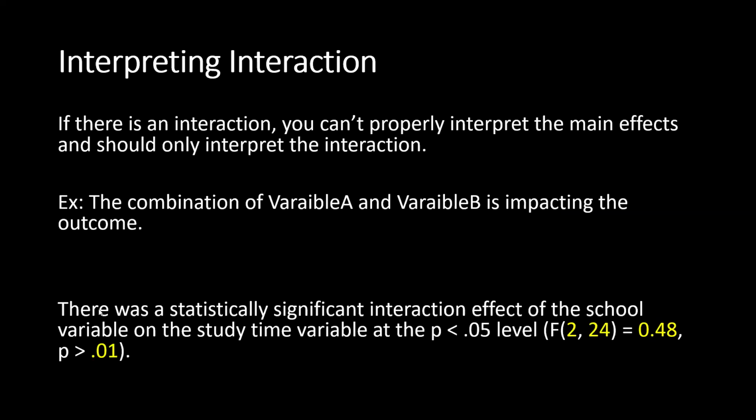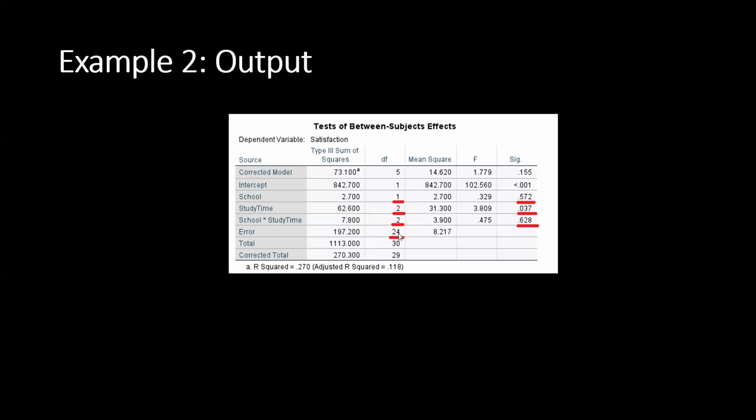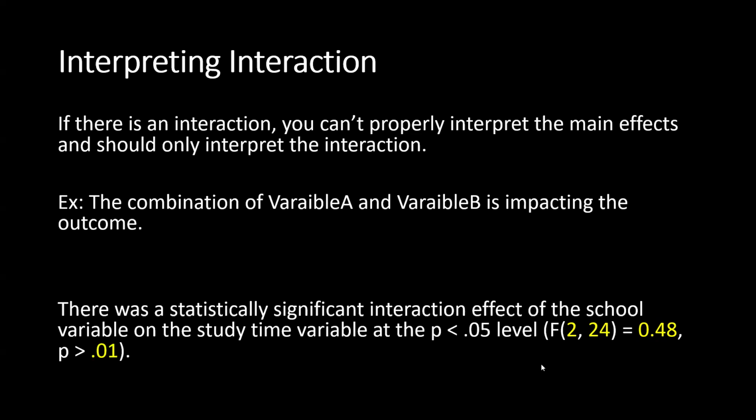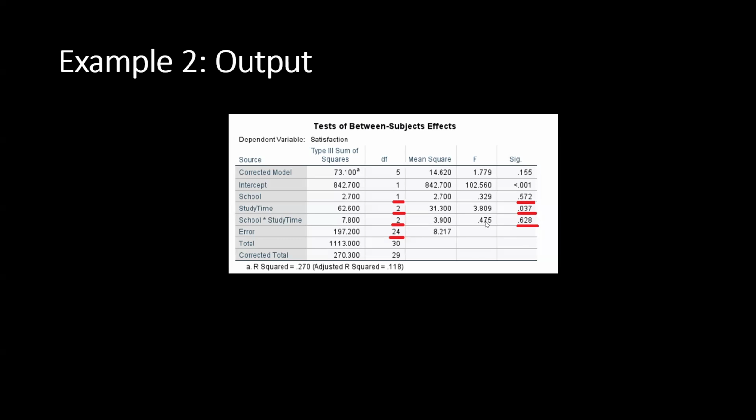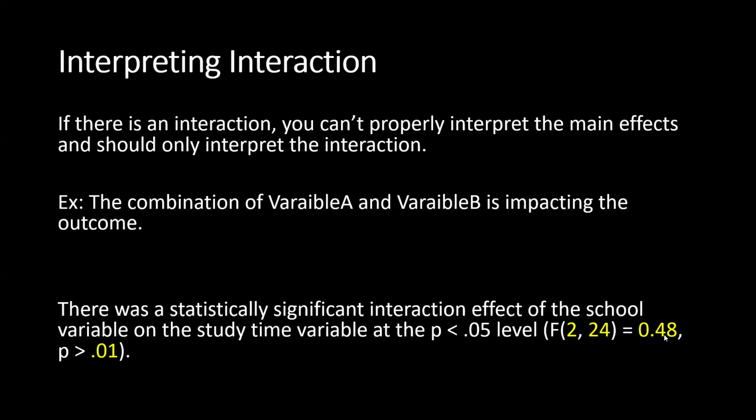So what we would report in that case would be that there was a statistically significant interaction effect of the school variable on the study time variable. Again, we're pretending that this indeed was the case. We report the F values for school and study time and the error. We'd report whatever the significance was, and we'd also have to report the F value. So we report this value as well, 0.475, rounded to 0.48. So we would only report that. We would not report anything else.